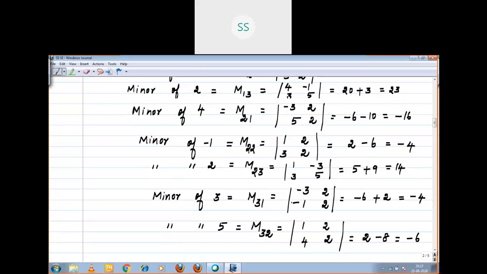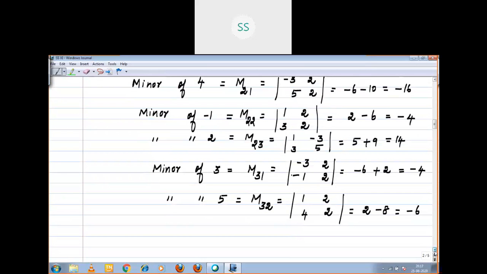Next, minor of what? Minor of 2. Where is it located? Third row, third column. That means that should be deleted. Third row and third column should be deleted. What should be the rest? 1, minus 3, 4, minus 1, which is equal to minus 1 plus 12, equal to 11. Minor, you got it, right? Whatever element you are selecting, that particular row and column should be deleted.